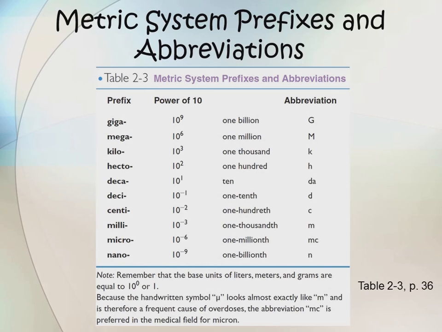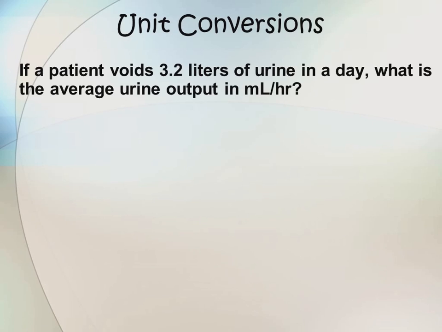All right, we should be familiar with the metric system. I just want to review as far as the different prefixes, some of which we skipped over. We didn't do hecto. We didn't do deci. We did centi, milli, micro, nano. So you should be familiar with them, and we know how to do some conversions.